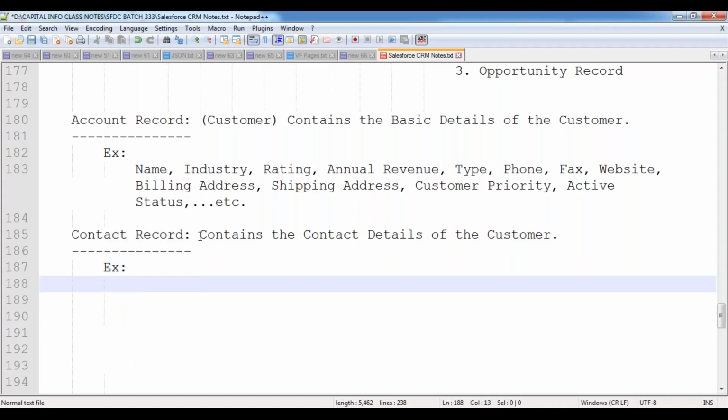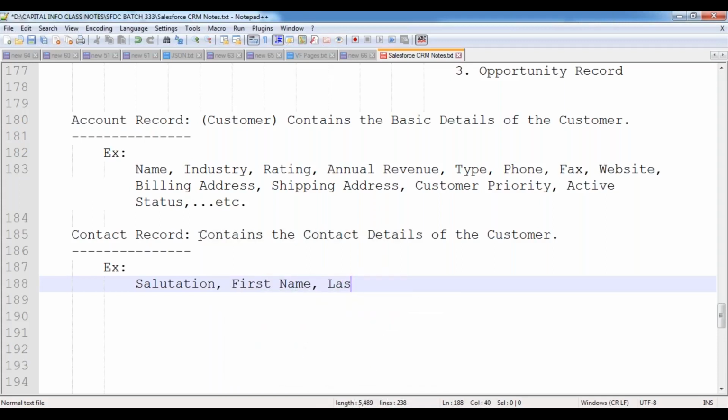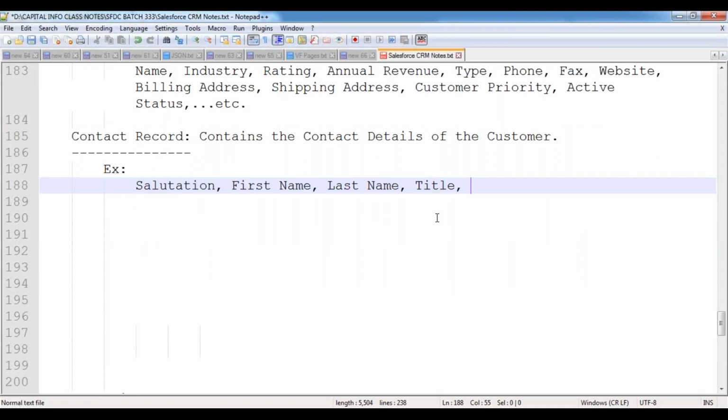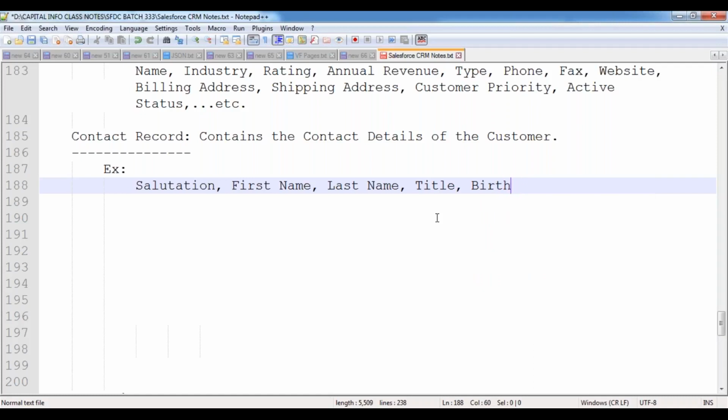Then what it contains here are details like salutation, such as Mr., Mrs., or Miss. It will be holding the salutation of the customer, the first name and the last name of the customer, and the title, that means the designation of the customer. What is his designation? He is a software engineer or a business person or what? We can collect this information. And his birth date. What is the date of birth of that customer? Because based on his birthday, I would like to send some greeting card to that customer, to maintain a very good association.